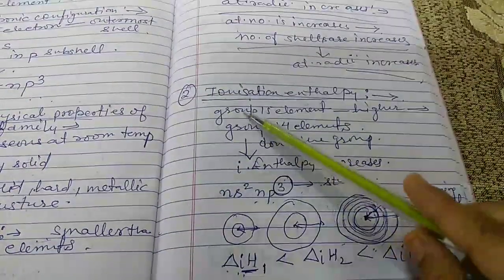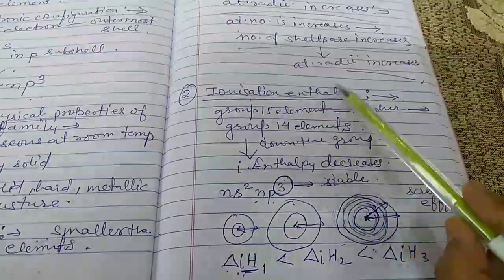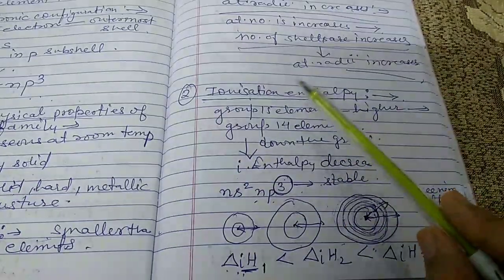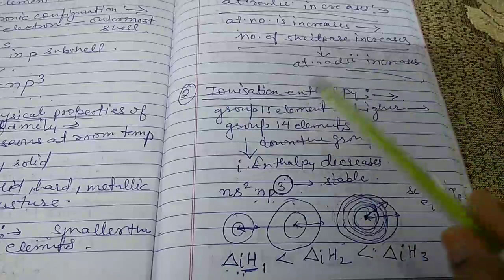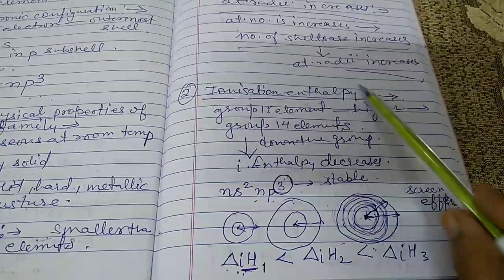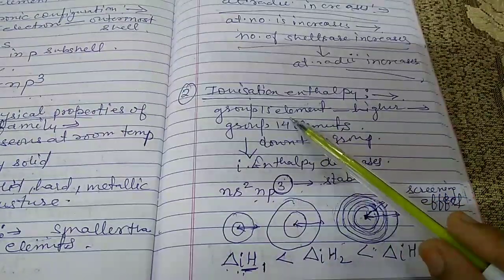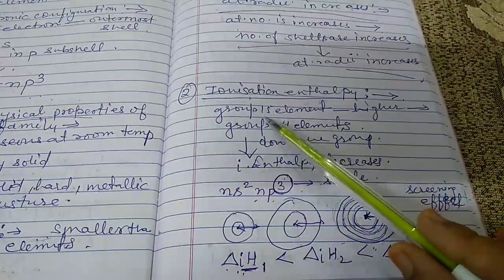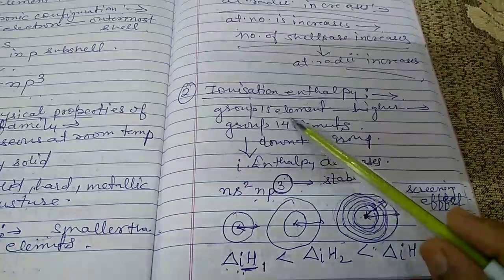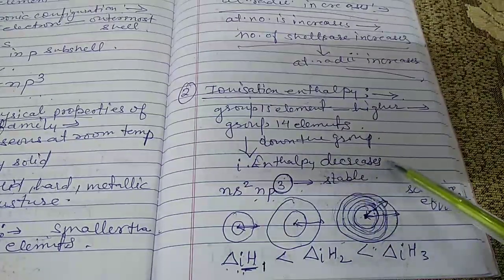Now the next physical property is ionization enthalpy. We all know very well ionization enthalpy or energy means the amount of energy required to remove the electron from the isolated gaseous atom. So if we are talking about the ionization enthalpy, its ionization enthalpy is higher in comparison to the group 14, and as we move down the group, the ionization enthalpy decreases.